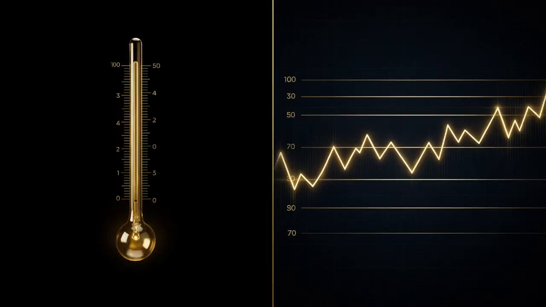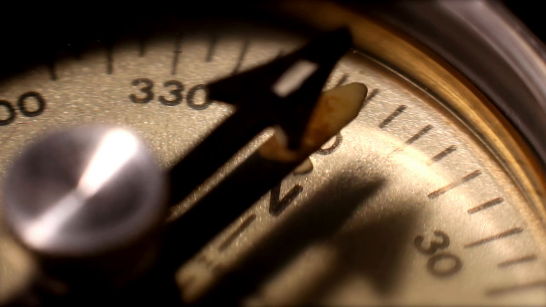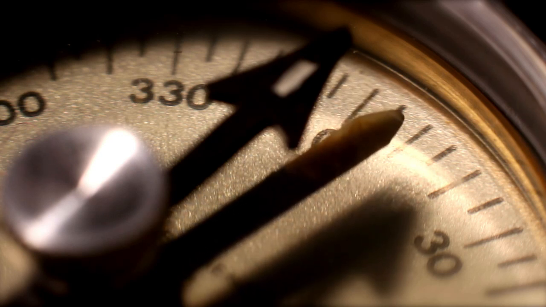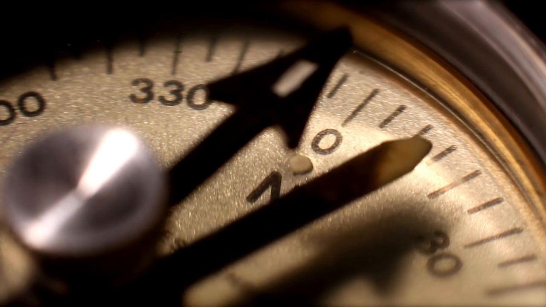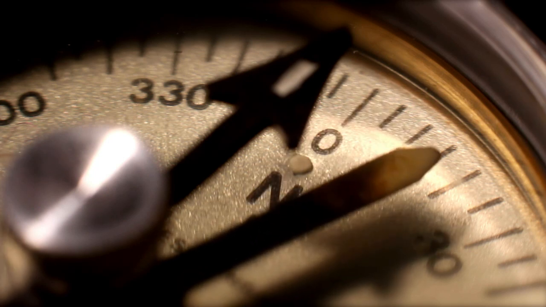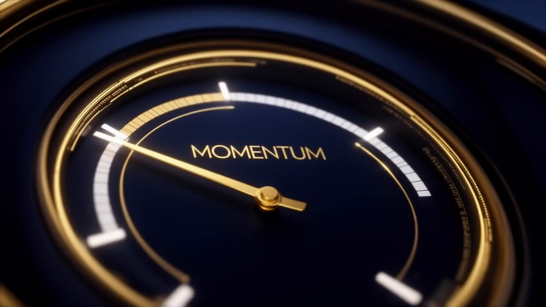A thermometer doesn't tell you what will happen tomorrow. It tells you the current temperature. RSI works similarly. It doesn't predict the future. It helps measure current momentum. And that distinction is extremely important.